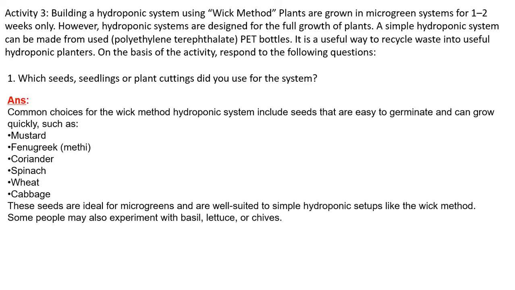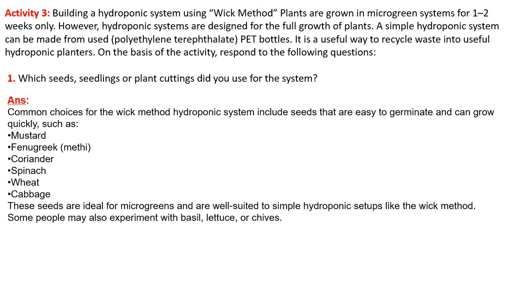Now come to activity 3. Building a hydroponic system using wick method. Plants are grown in microgreen systems for 1 or 2 weeks only. However, hydroponic systems are designed for the full growth of plants. A simple hydroponic system can be made from used polyethylene terephthalate PET bottles. It is a useful way to recycle waste into useful hydroponic planters.